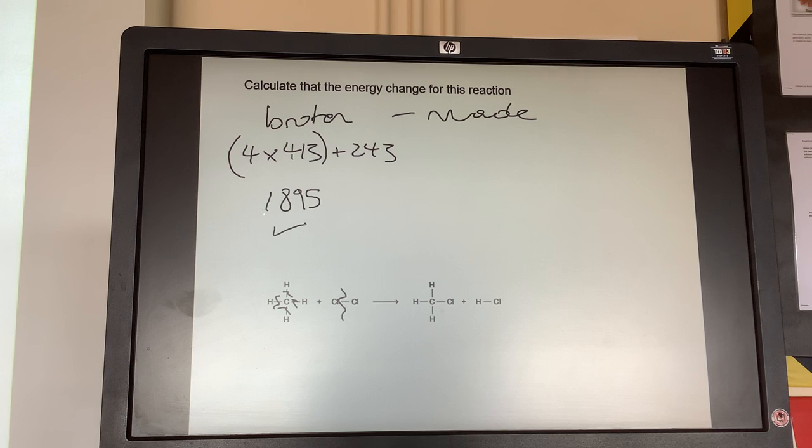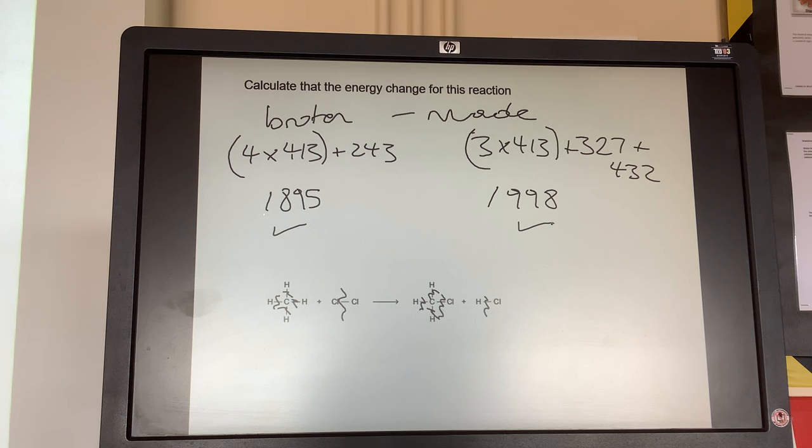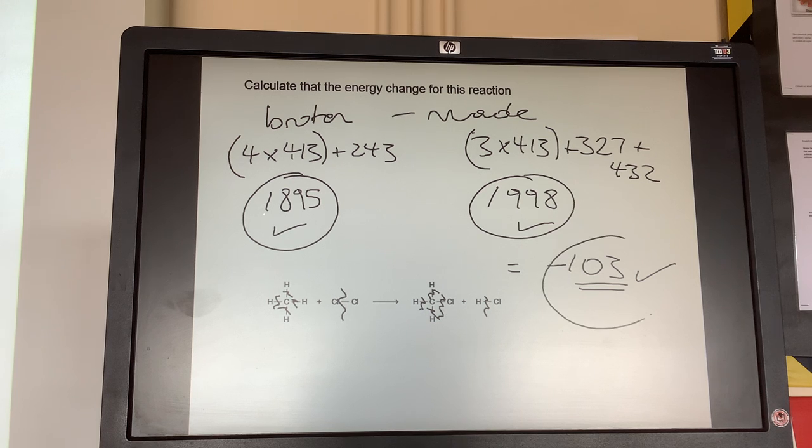On the other side, we're making 3 CH bonds. So it'll be 3 × 413. We're making a CCl bond there, which is 327. And we're making a HCl bond, which is 432. And hopefully you've got a value there of 1998. And we're going to do broken minus made to get an answer of -103. So we'd usually get 3 marks for that. 1 for the bonds broken, 1 for the bonds made, 1 for the energy change.